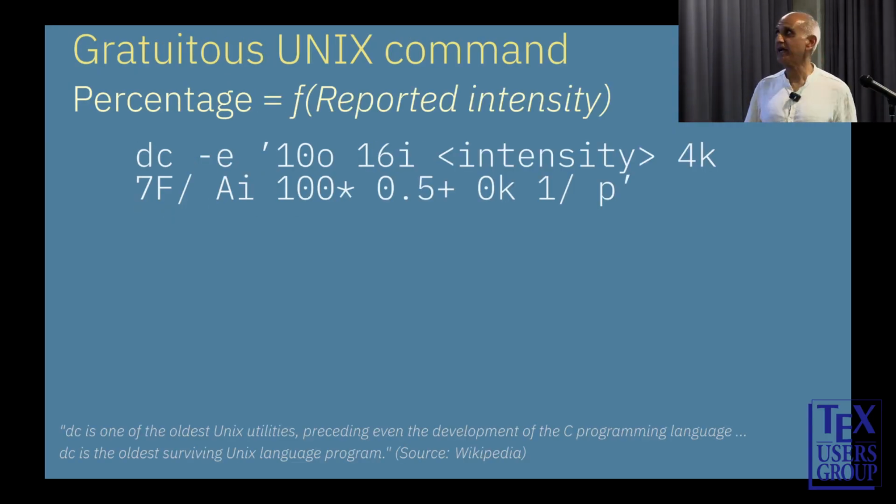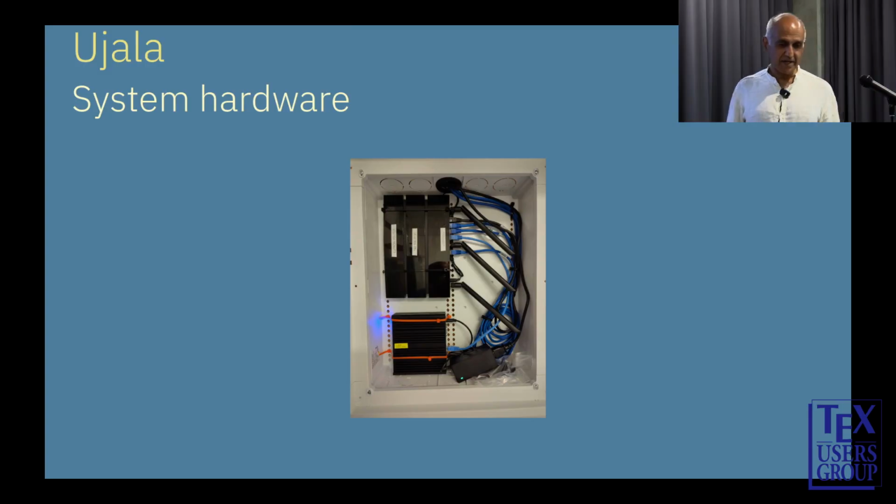My gratuitous Unix command. This is a DC that converts reported intensity hex into percentage. Now, I put the comment down below because I find it freaking cool that DC is the oldest surviving Unix language program, and I am using it to solve a problem in 2026. And I can only imagine what Lorraine Cherry and William Morris must think or have thought if they knew it was going to be embedded in an embedded system.